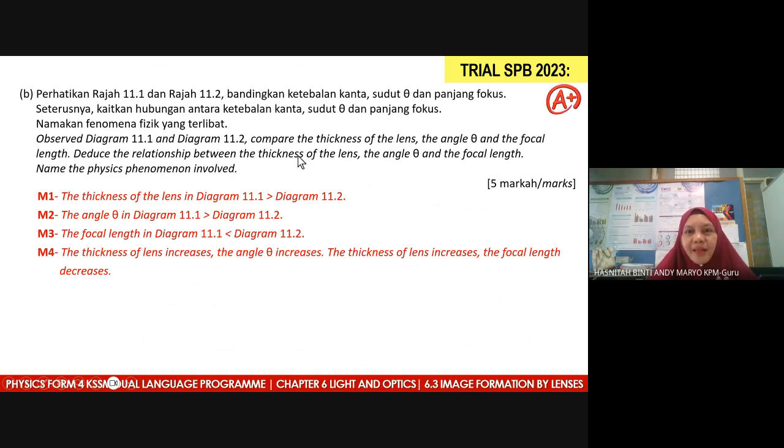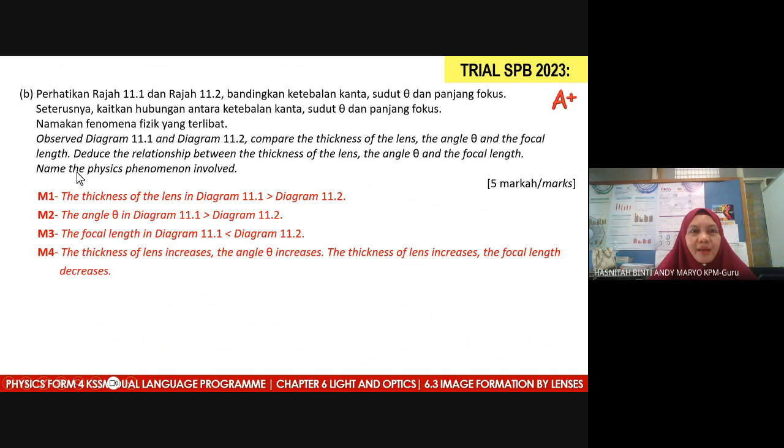First, relate the thickness to the angle. Second, relate the thickness to the focal length. Okay, I repeat. First, you relate thickness to the angle. Second, relate thickness to the focal length. So for number 4, the thickness of the lens increases, so what happened? Angle theta increases. Okay, second, thickness of lens increases, so focal length decreases. So this is the relationship.